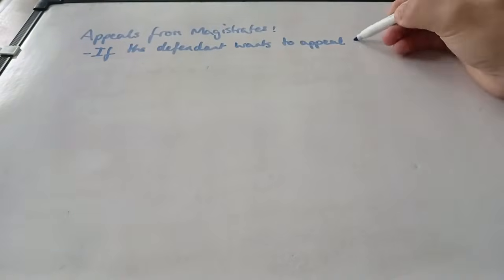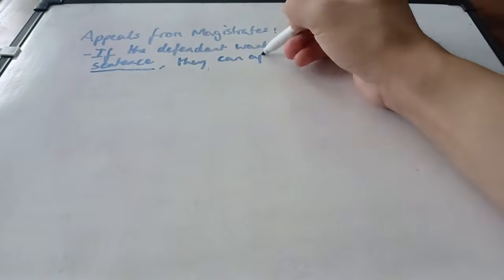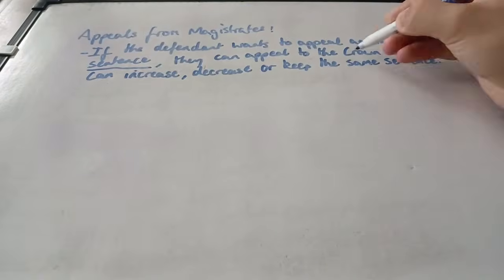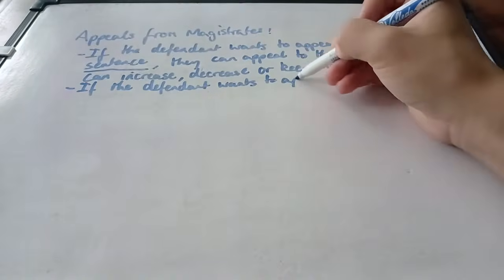If the defendant wants to appeal against their sentence, they can appeal to the Crown Court, who can increase, decrease, or keep the same sentence. This is heard by a judge and 2 magistrates.